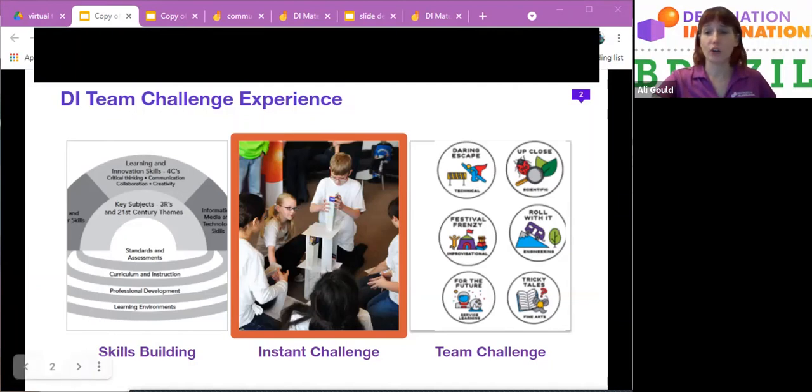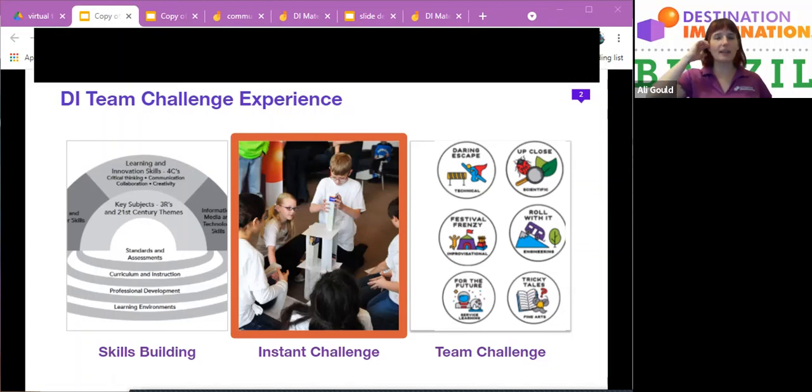So once again, here's all our focuses for our program. It's skills building. We just finished that, but we'll go back to a couple of spaces there. Then we have instant challenge, and then we have the team challenge portion. So we're going to focus on instant challenge.